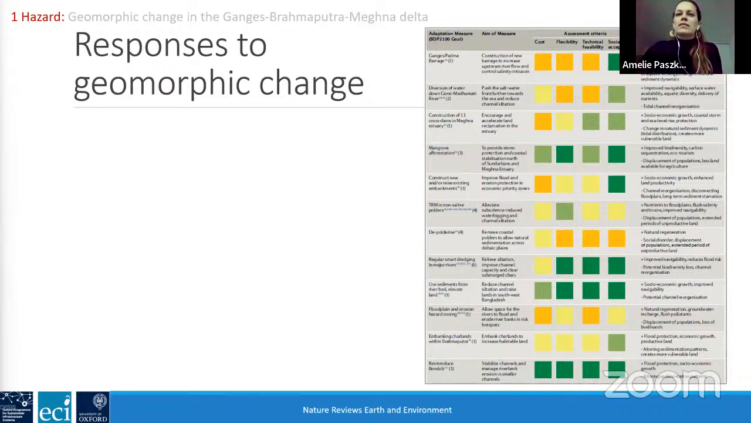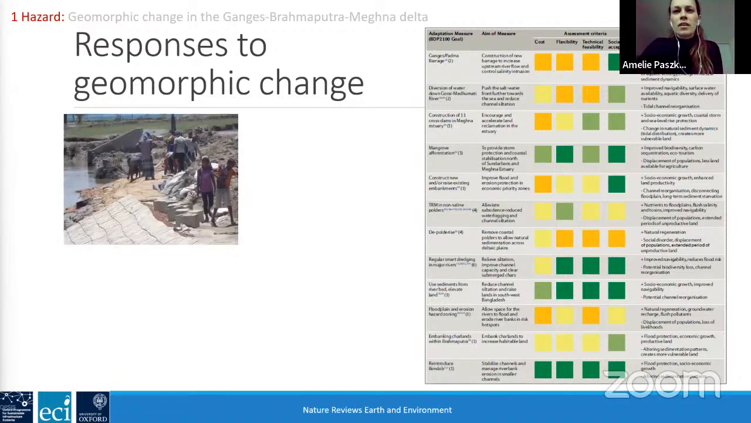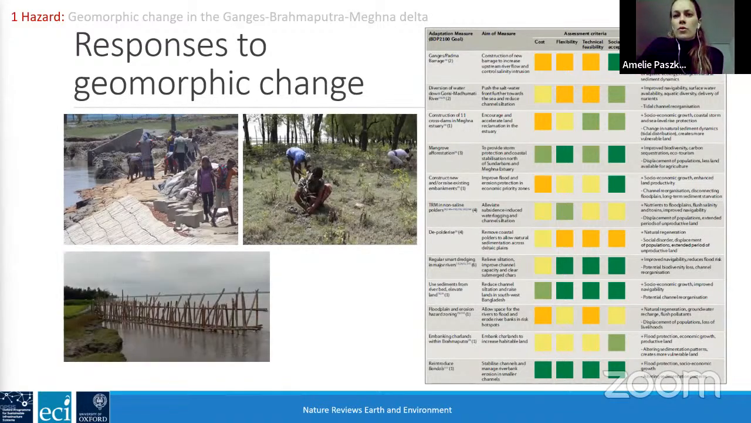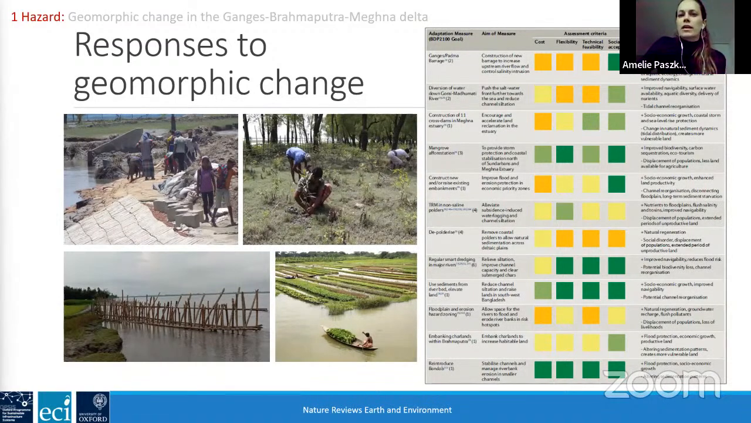So some of the examples here include upgrading of existing polders and elevating these embankments, mangrove afforestation along the coast, reintroducing the local bandal structures, which are made from locally sourced bamboo and help to stabilize the smaller scale riverbanks and tributaries and distributaries, and adjusting livelihoods, such as creating floating agricultural beds that are more resilient to fluctuating water levels and eroding banks.